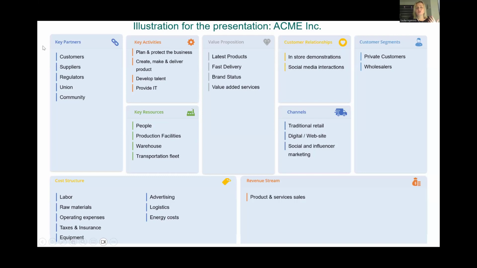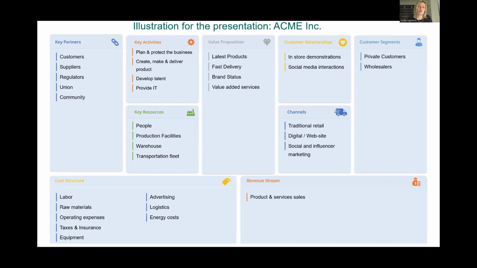Then on the left-hand side, who are our key partners? Who are our key stakeholders? Because when we look at the organization from an outside-in perspective, whose needs and expectations are we here to fulfill? Customers, suppliers, regulators, unions, and the community. These are the ones within the context of our business. Usually the rest is typical. The channels are traditional retail, some digital, and social influencer marketing. That's what this company is. Again, imagine this usual, typical organization.